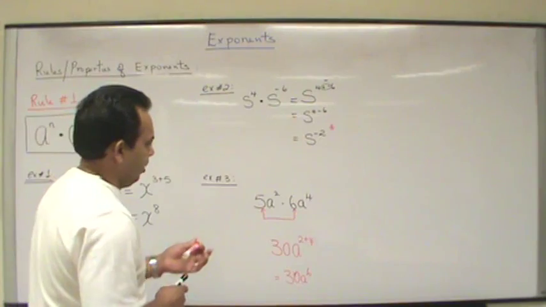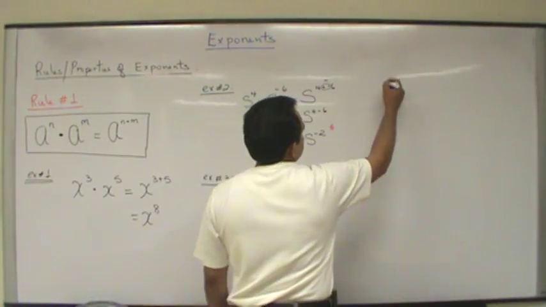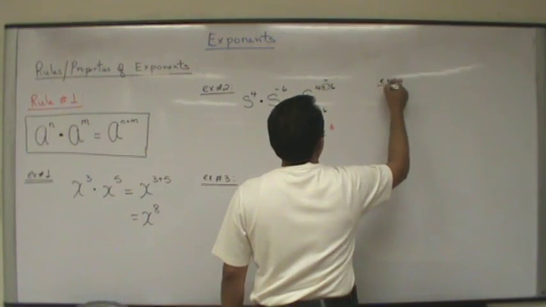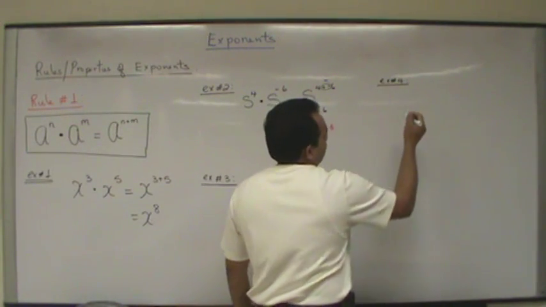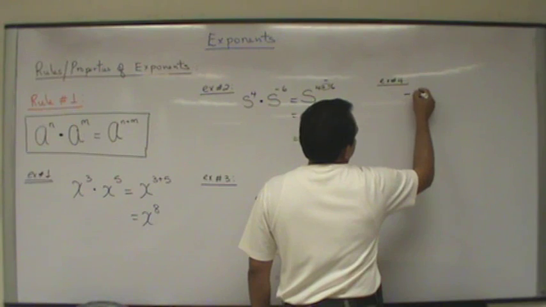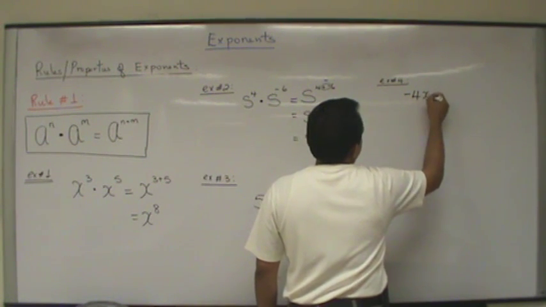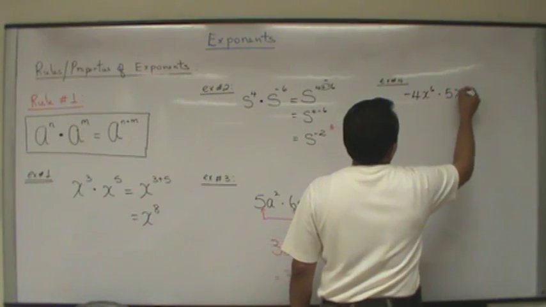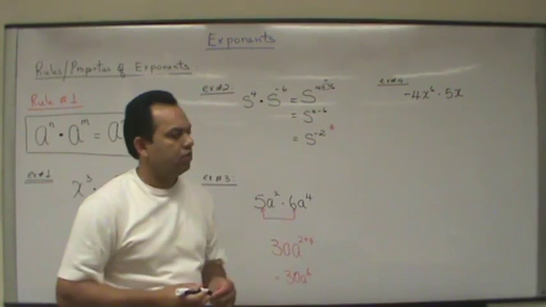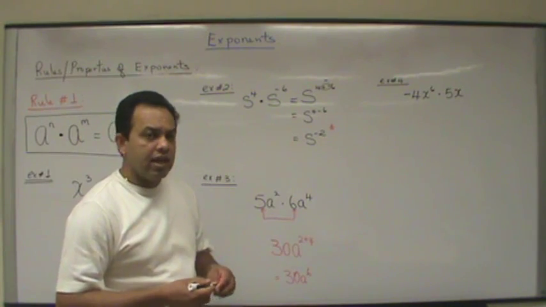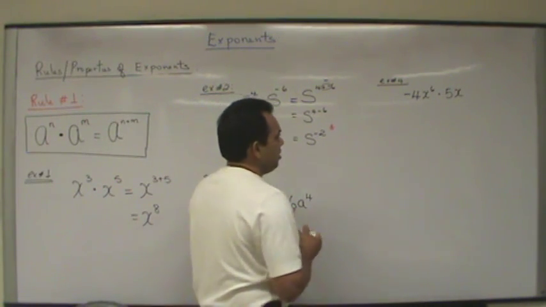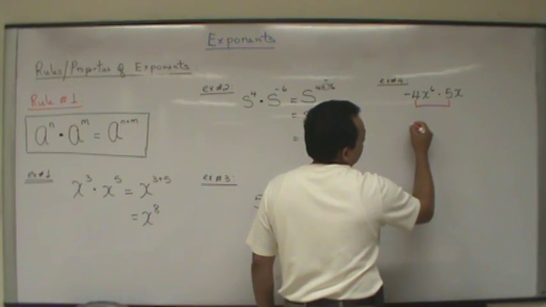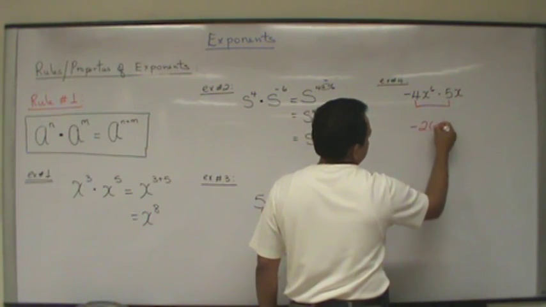Let's look at another example, one with a coefficient. Example number 4. How about if I have negative 4x to the 6th power times 5x? So as I said earlier, we multiply the coefficients. So negative 4 times 5 will give us negative 20.